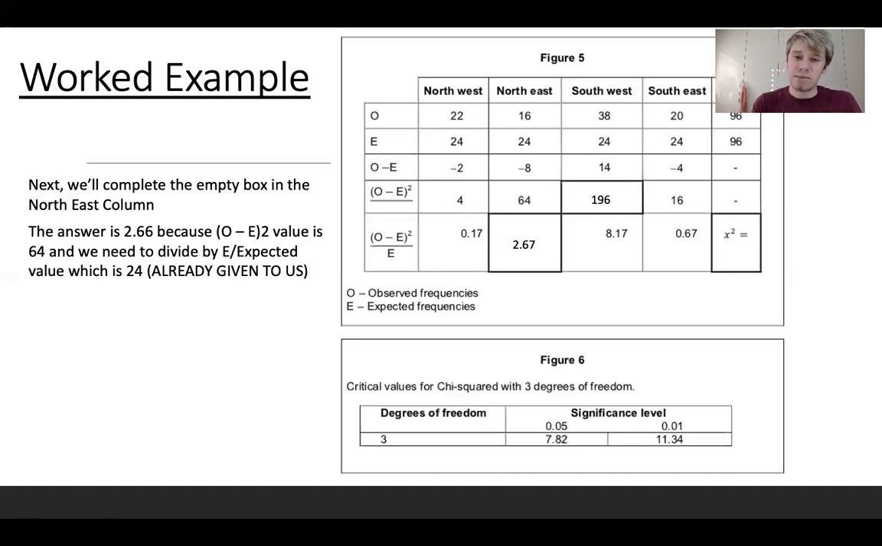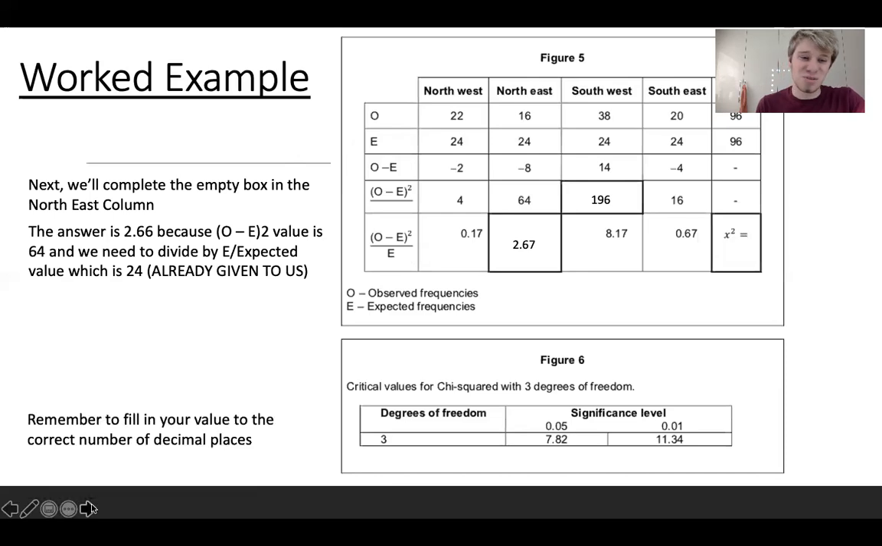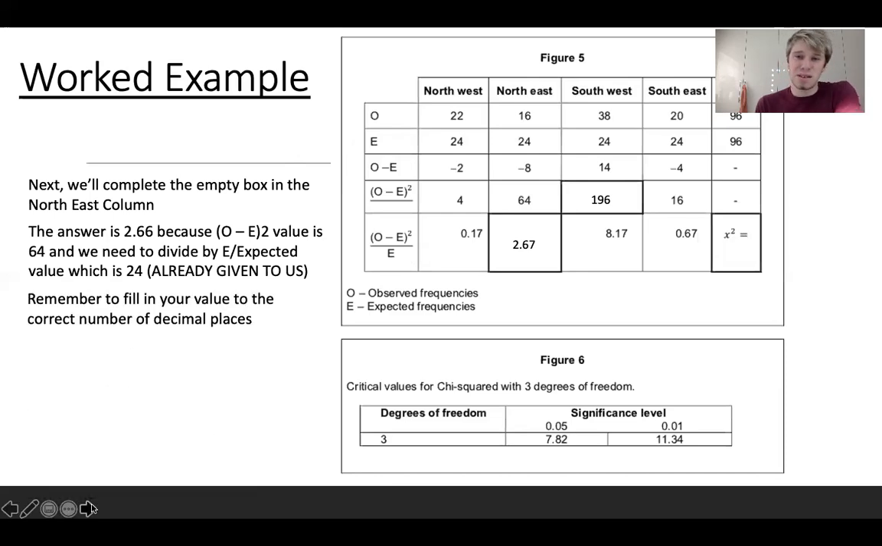So how do we do that? Well, the value is O minus E squared over E. So our O minus E squared value that we were given was 64, and then we had to divide that by E. So if we went up to the top of it, we got given 24, which was already given to us. We had to do 64 divided by 24, which gave us 2.67.